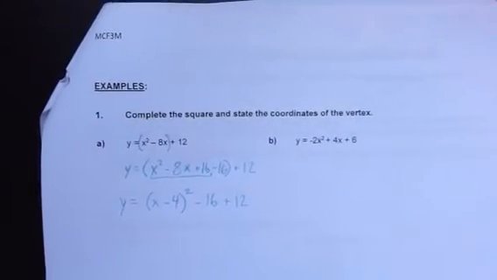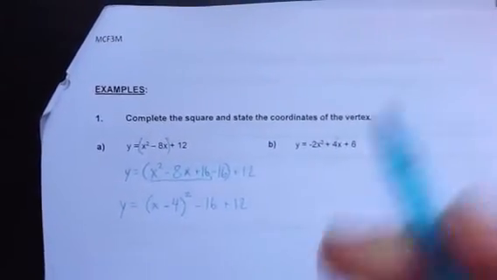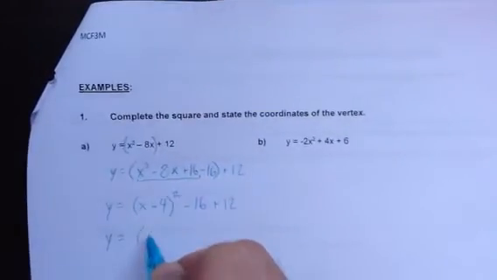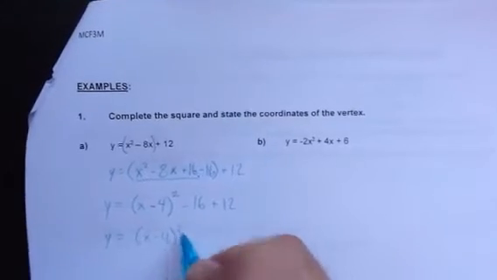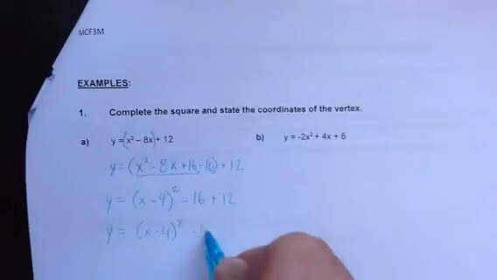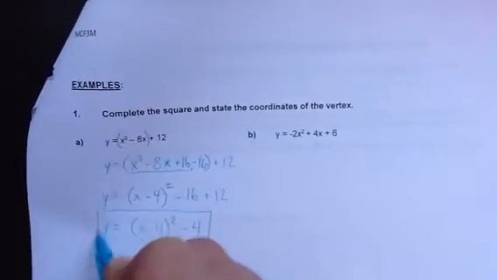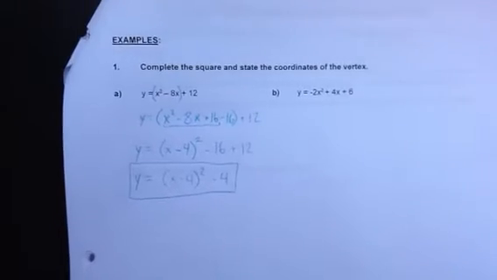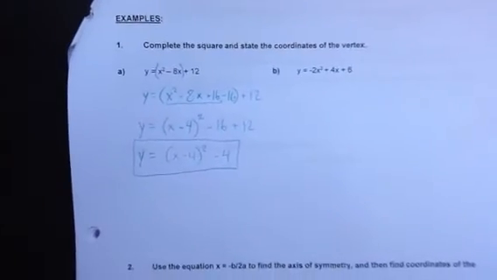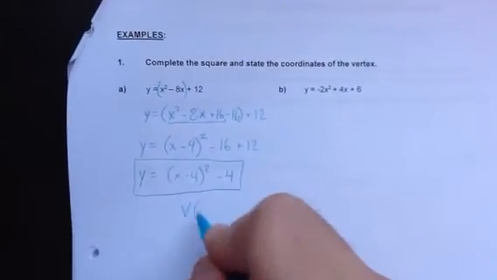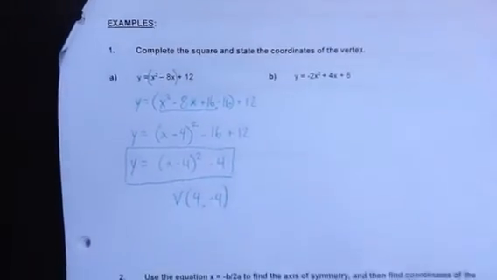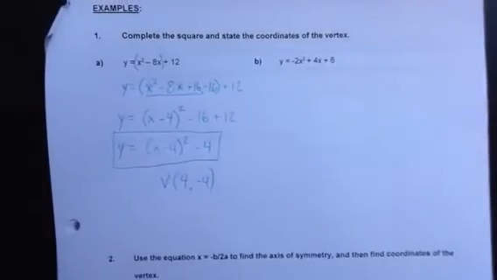There was step number 4, which is re-multiply the a value in here, but there is no a value, so you don't have to worry about that. So the last step is adding those two things together, which gives you -4. So this is that formula in vertex form. You could obviously give me the vertex now of this thing. H is +4 and K is -4. So the vertex is (4, -4).